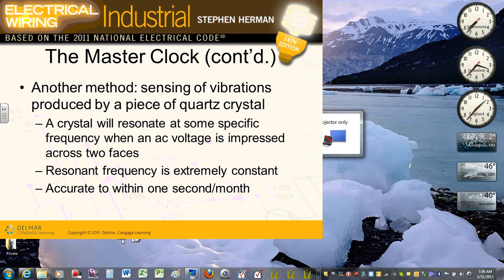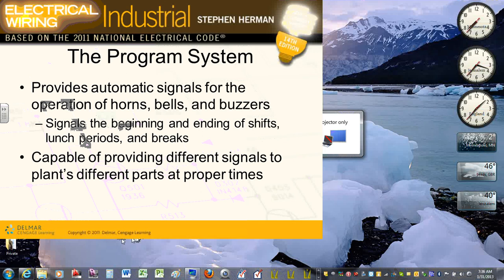Any comments about the clock system, my friends? Any comments about the clock system? There's companies that specialize in all this, how far you can see, how big the clock has to be before you can't see it. So there's a lot of issues involved in it.